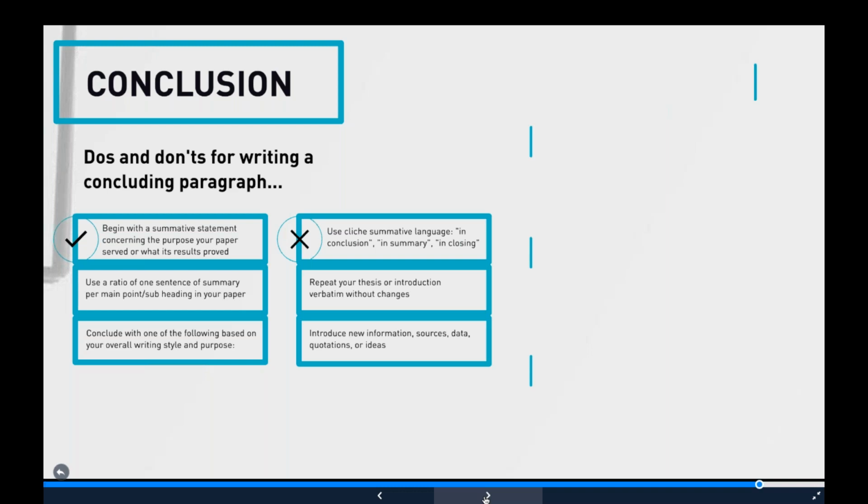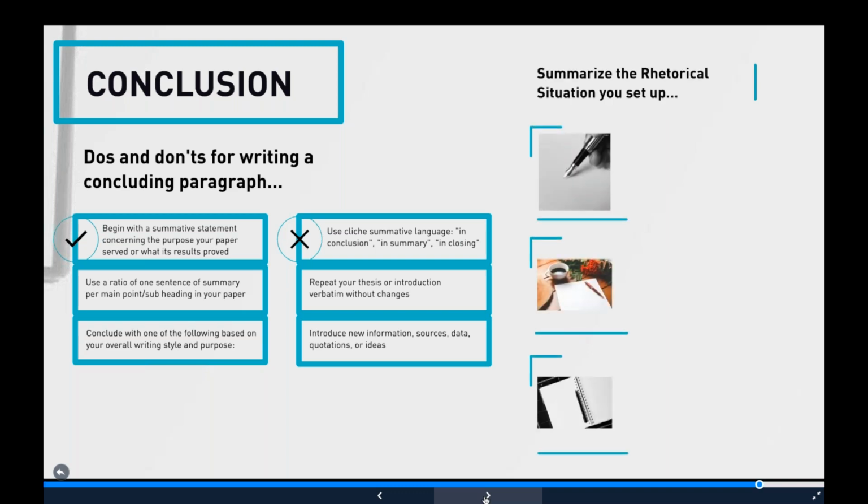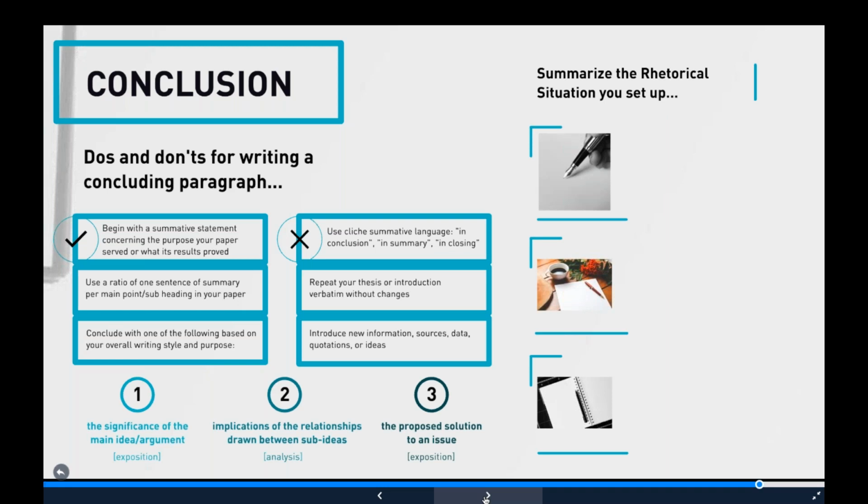So the same rules that we looked at with our paraphrasing earlier apply: don't paraphrase a single sentence, paraphrase an entire paragraph. Don't repeat your thesis or your introduction in the same words without changes. It may have been a while since the introduction, but the reader will still get the gist that you've repeated the same information. You also want to conclude with one of the following based on your overall purpose. You're either concluding with the significance of the main idea, the implications for the relationships between the ideas, why it matters how they work together, or a proposed solution to an issue.